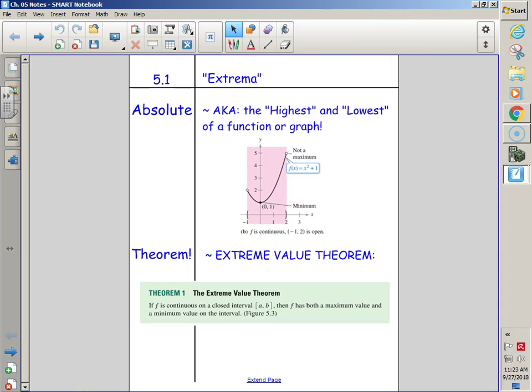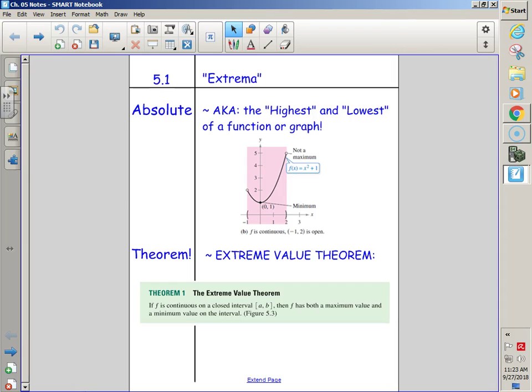They're saying, check the endpoints and the critical numbers. That's absolute. If a function's being cut off, absolute. What if they ask for the extrema on an open interval? You do a sign chart. I'm kidding.